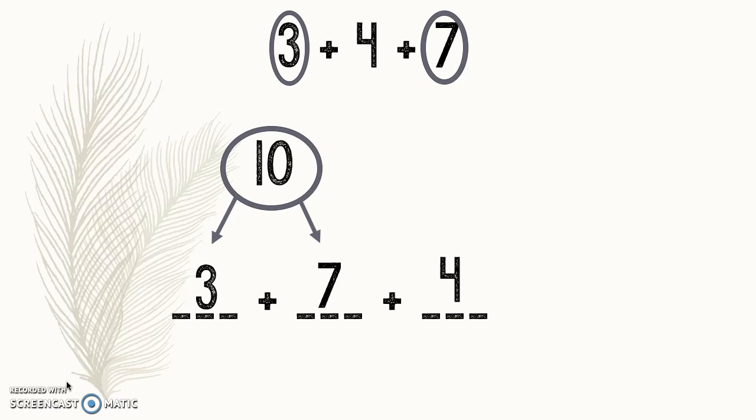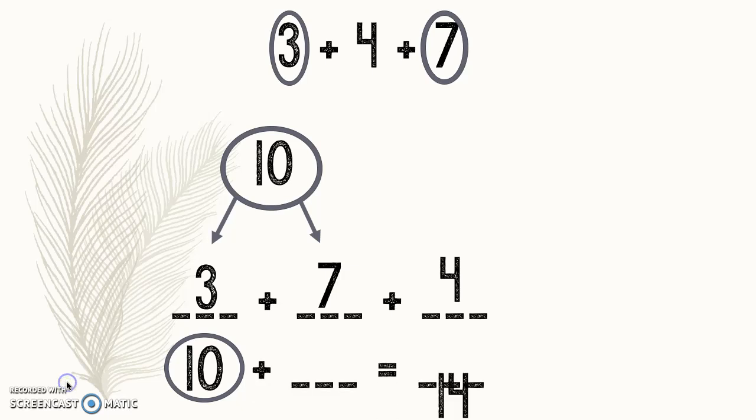So I had 3 plus 7 plus 4. Well, I know 3 plus 7 is 10. So that means I just need to add in 4 more to get to 14. Sorry about that, friends. That was kind of out of order. But I had 10 for my 3 and 7. I added in the 4 that I haven't added in yet. And then I got 14 altogether.